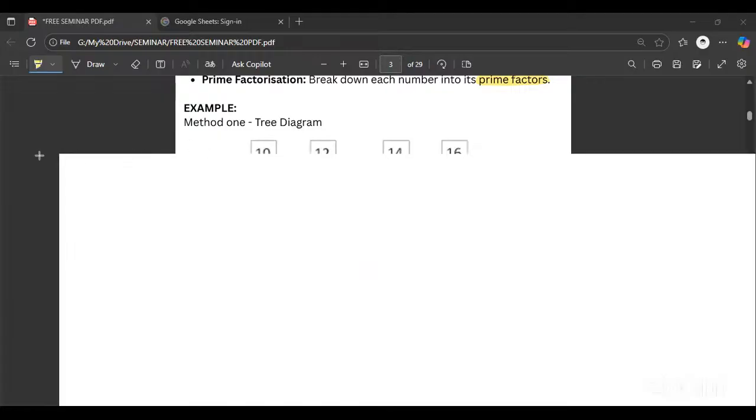So let's start with this tree diagram explanation. For example, if I'm giving you 12 and 8, these are the two numbers. I want you to find the LCM of these two numbers. When it comes to a tree diagram, you write the 12 separately and the 8 separately.